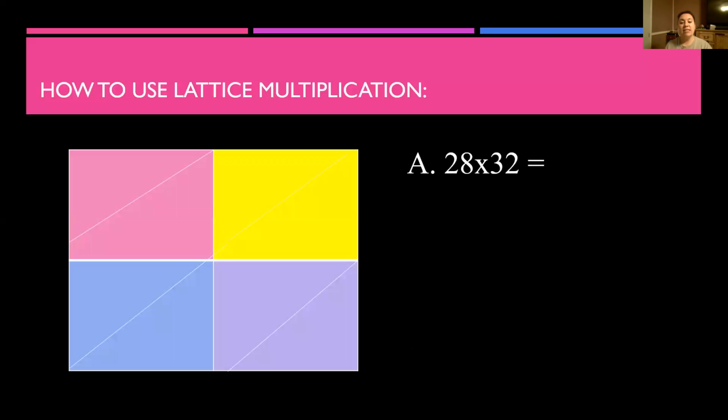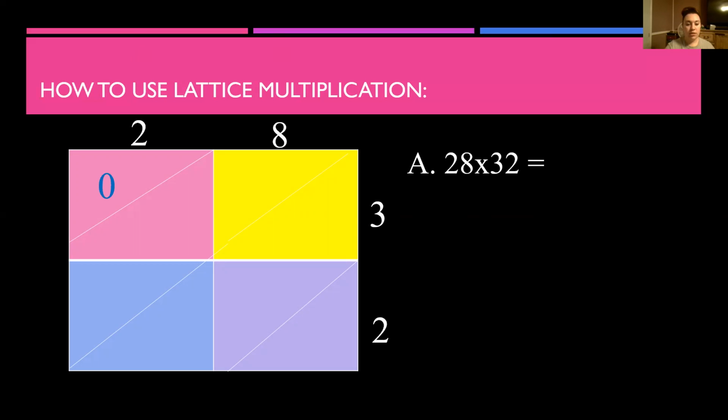How to use lattice multiplication. Okay, so what we're going to do is 28 times 32. This is a good way to solve any multiplication problem. You just have to figure out how to use your square. It's very easy to use. So you put your 28 on top, and then you'll put your 32 on the side, just like that.